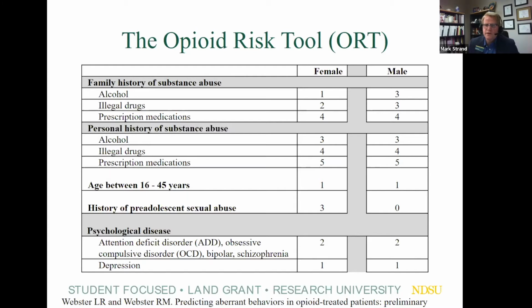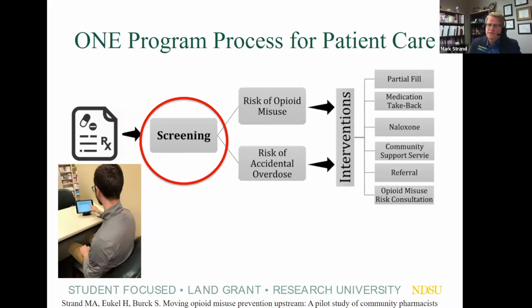So that includes a family history of substance abuse, personal history of substance abuse, being between ages 16 and 45, having a history of pre-adolescent sexual abuse, and then also having a history of psychological disease. Each of these is then given a different point value, and from this is given a score, and a score of 8 or higher would be considered to be high risk for an opioid misuse condition. It's not diagnostic, but it's known to be highly predictive of individuals either presently or in the future facing that risk.